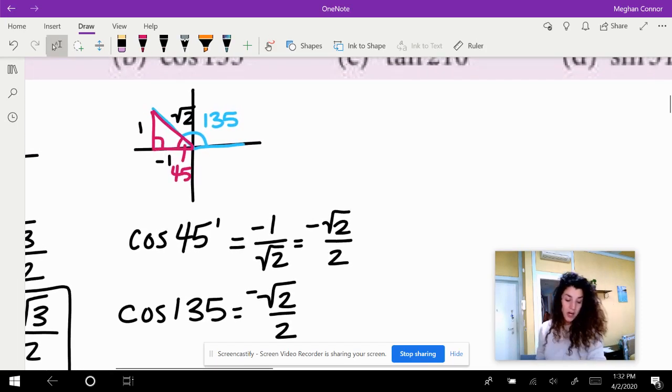So here, when our angles add up to 180 degrees, cosine values are not the same. Rather, one is positive and one is negative. So they're negatives of each other, not negative reciprocals, just negatives of each other.